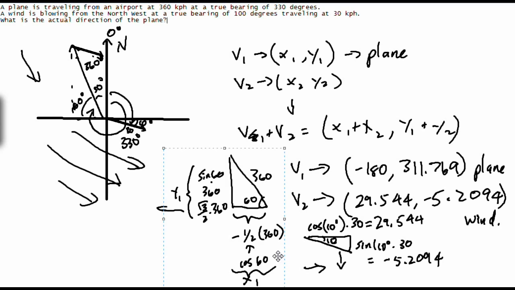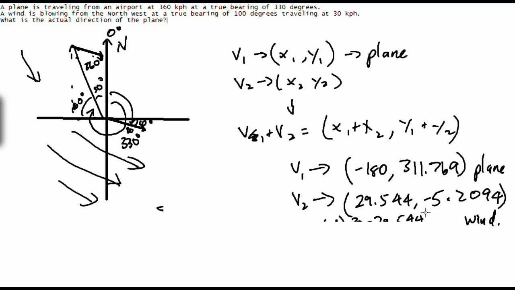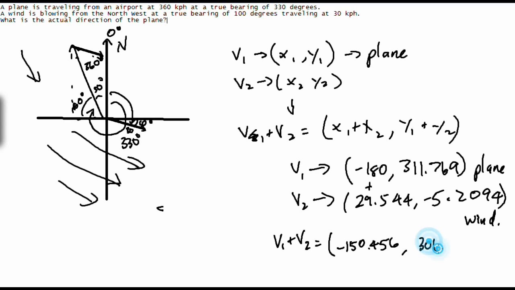So let's get rid of some of the stuff we've done so we don't run out of room. Okay, so of course you add these two together, and if you do the calculations, you get V1 plus V2 equals negative 150.456. It's just these two x1 and x2 values added together. And if you add 311.769 and subtract 5.2094 from that, you get 306.56 approximately. And this is the vector you have.